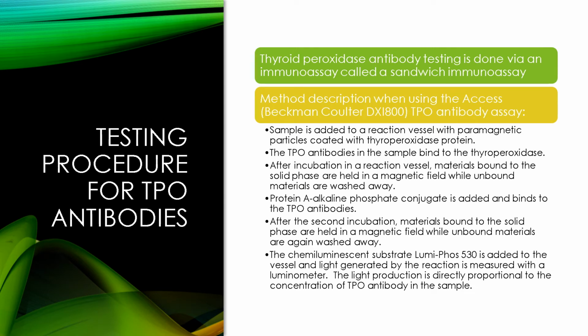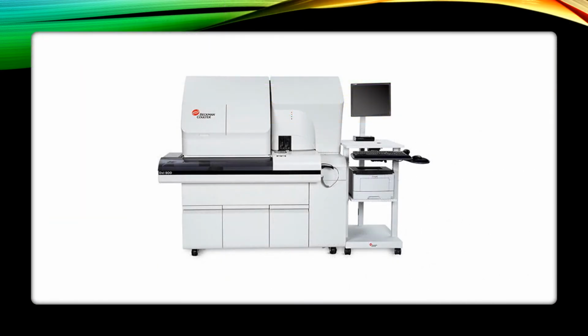After a second incubation period, again, materials bound to the solid phase are held in a magnetic field, while unbound materials are again washed away. The chemiluminescent substrate Lumi-Phos 530 is added to the vessel, and the light generated by the reaction is measured with a luminometer. The light production is directly proportional to the concentration of TPO antibody in the sample. Here we have an image of the Beckman-Coulter DXI 800.